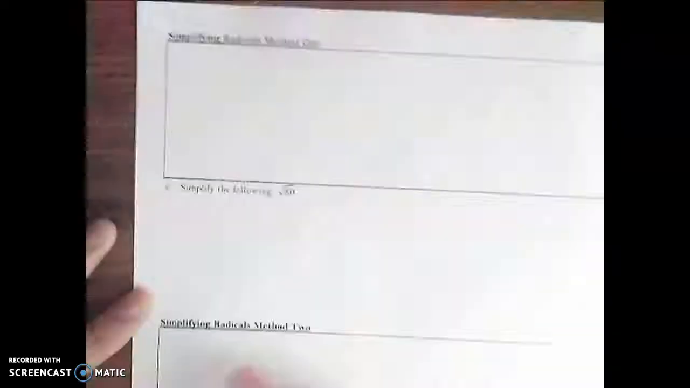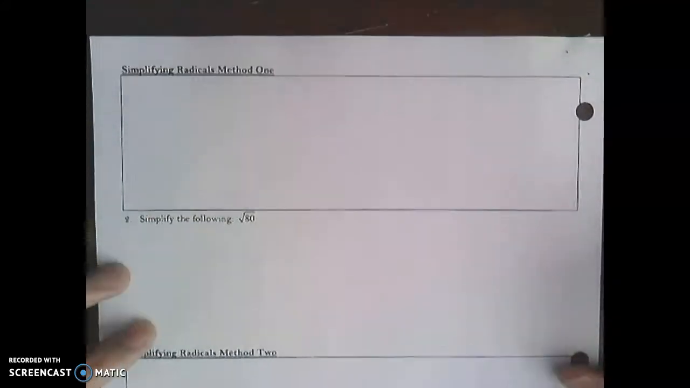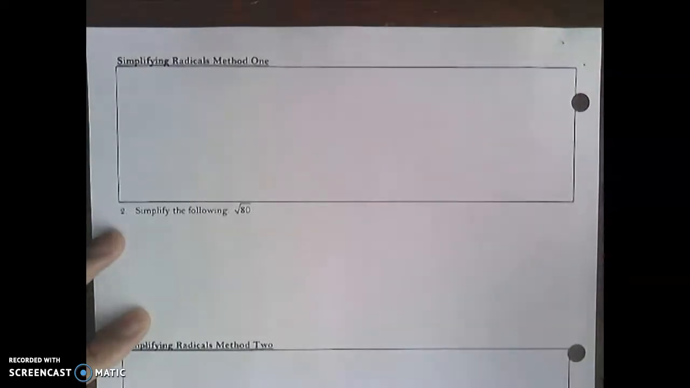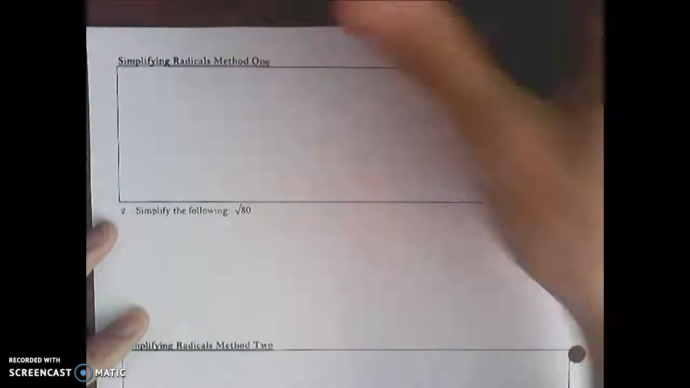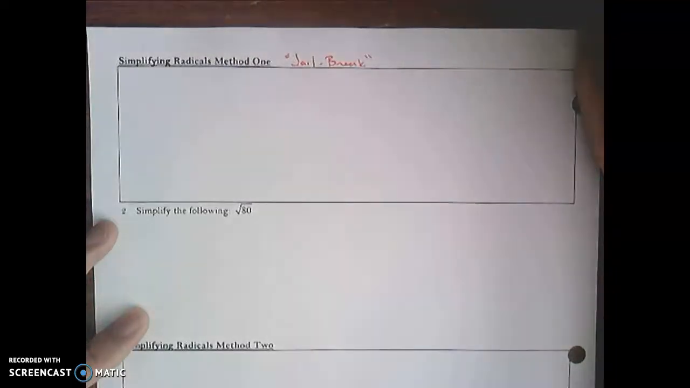But that's not always the case. Go ahead and flip the page. We're going to discover how can we evaluate these square roots when they are not perfect squares. So on the following page, we have 2 different methods for simplifying these radicals, these roots. The first method is what I like to call the jailbreak method. This is my favorite method to simplify radicals.